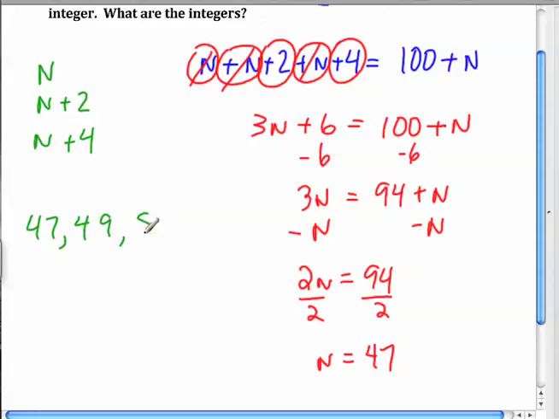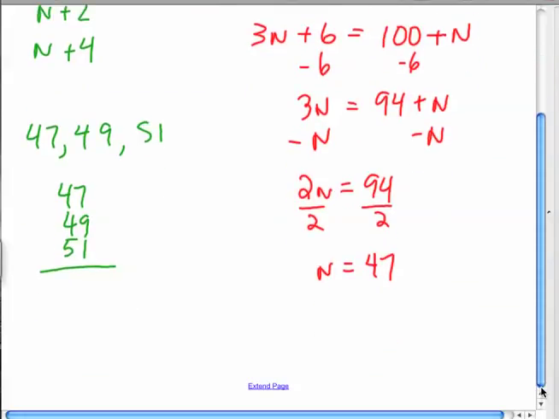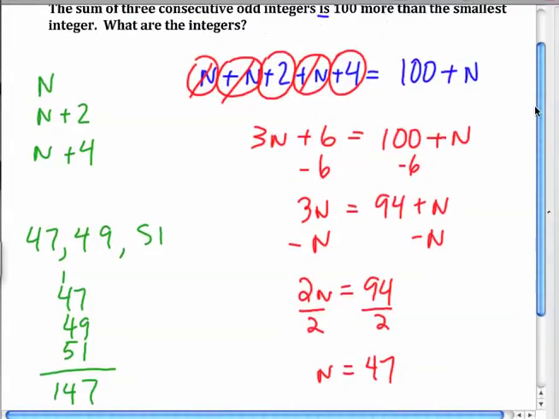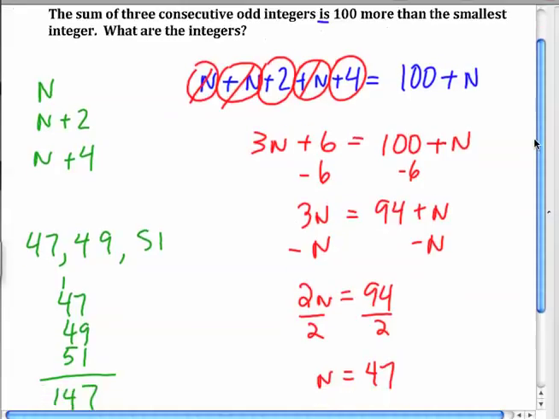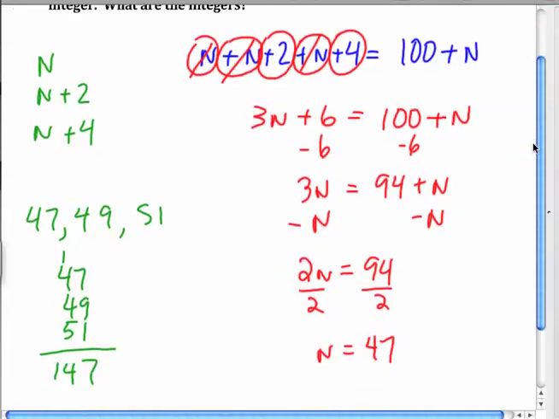Now, if I add all those together, here we go. I'm going to get 147, okay? Now, it said that the sum, 147, is 100 more than the smallest. Is 147 100 more than 47? Beautiful. Solved the problem. Great job, guys.